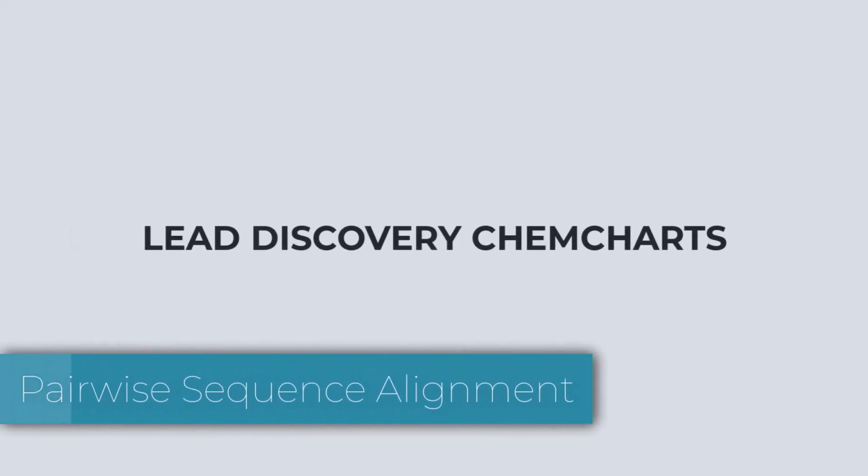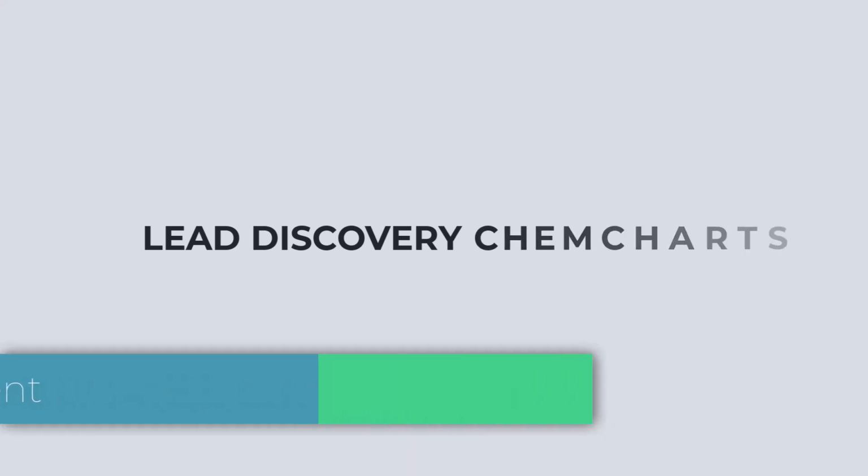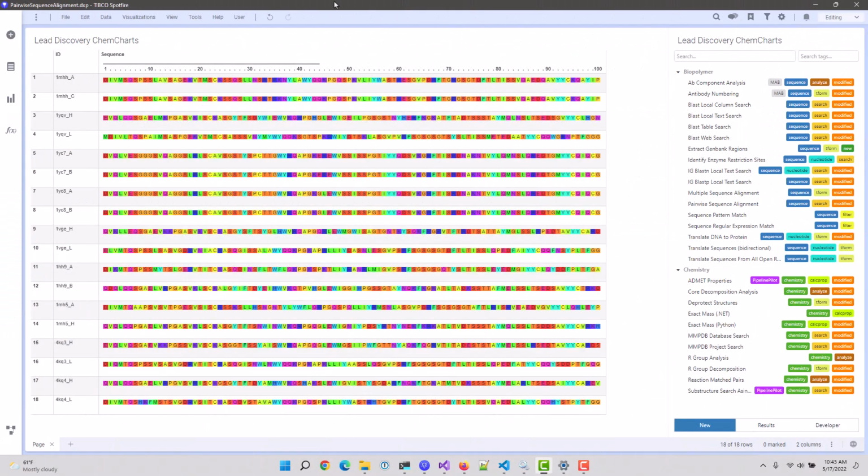In this quick tutorial video, we'll take a look at the pairwise sequence alignment data function in Lead Discovery ChemCharts. The pairwise sequence alignment data function takes a query sequence and aligns it in a pairwise fashion with sequences contained in a data column using either the Needleman-Wunsch or Smith-Waterman algorithms.